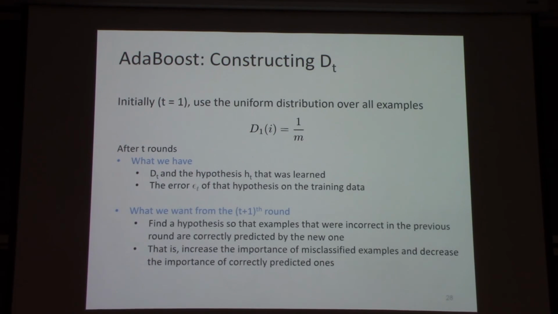What you want, in the next round, is to find the next hypothesis, which has to increase the importance of examples on which your current classifier made a mistake. It has to decrease the importance of examples on which your current classifier was okay. So in some sense, it has to upweight examples where there was an error. It has to increase the value of dt where there was an error, and decrease the value of dt where there was no error, all the time keeping the total 1.